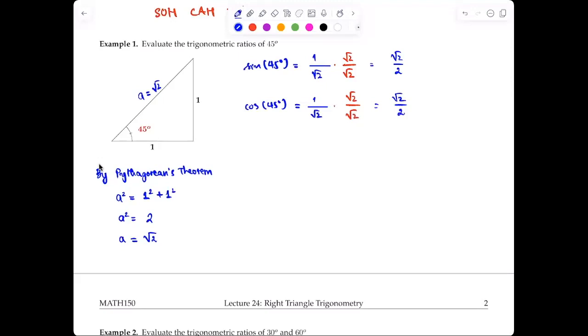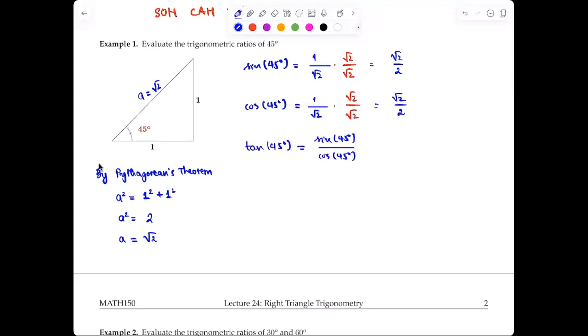Any questions on the calculation so far? All right, so tangent of 45 degree angle, you can use the ratio of opposite over adjacent, or you can use the formula that tangent is equal to sine over cosine. So here you have sine of 45 degree angle divided by cosine of 45 degree angle. I know this is the longer way to do it, but it's going to be very helpful to us when you get to tangent functions and cotangent functions and whatnot.